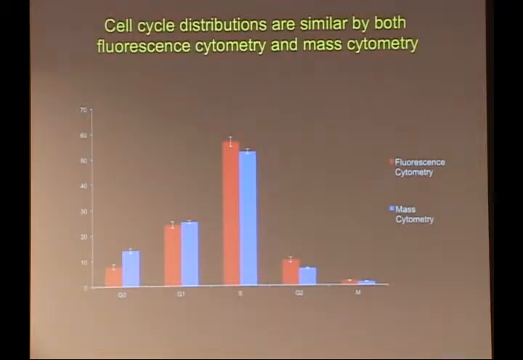The CyTOF, since it doesn't have as good forward and side scatter, tends to see a little bit more debris and dead cells, and those end up looking like G0 cells, and so we do tend to slightly overestimate G0, and then subsequently, by percentage, underestimate everything else, but it's quite close.